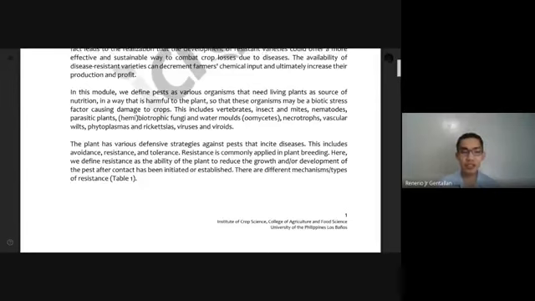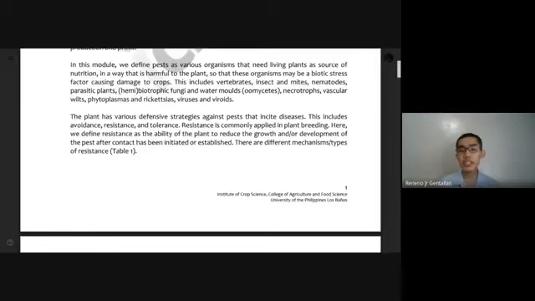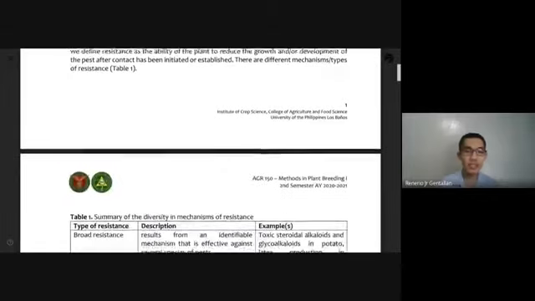After which, we discuss the different strategies by which plants cope with disease. It could be through avoidance, resistance, or tolerance. Since our lecture will only focus on resistance, we will define only resistance in this module, since resistance is the one commonly used as a breeding strategy, serving as a defensive mechanism in order to incorporate higher yields in a place where there is high density of pests. Also, there are different mechanisms and types of resistance that will be discussed.